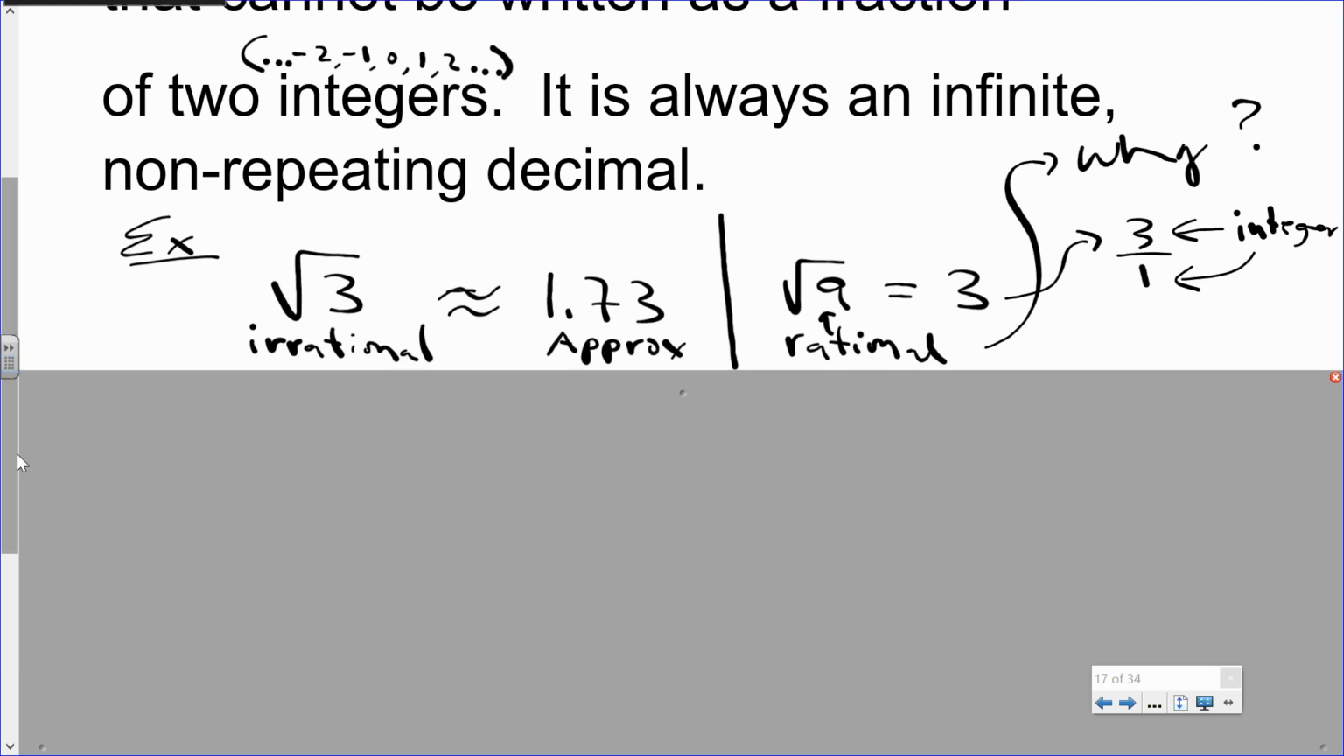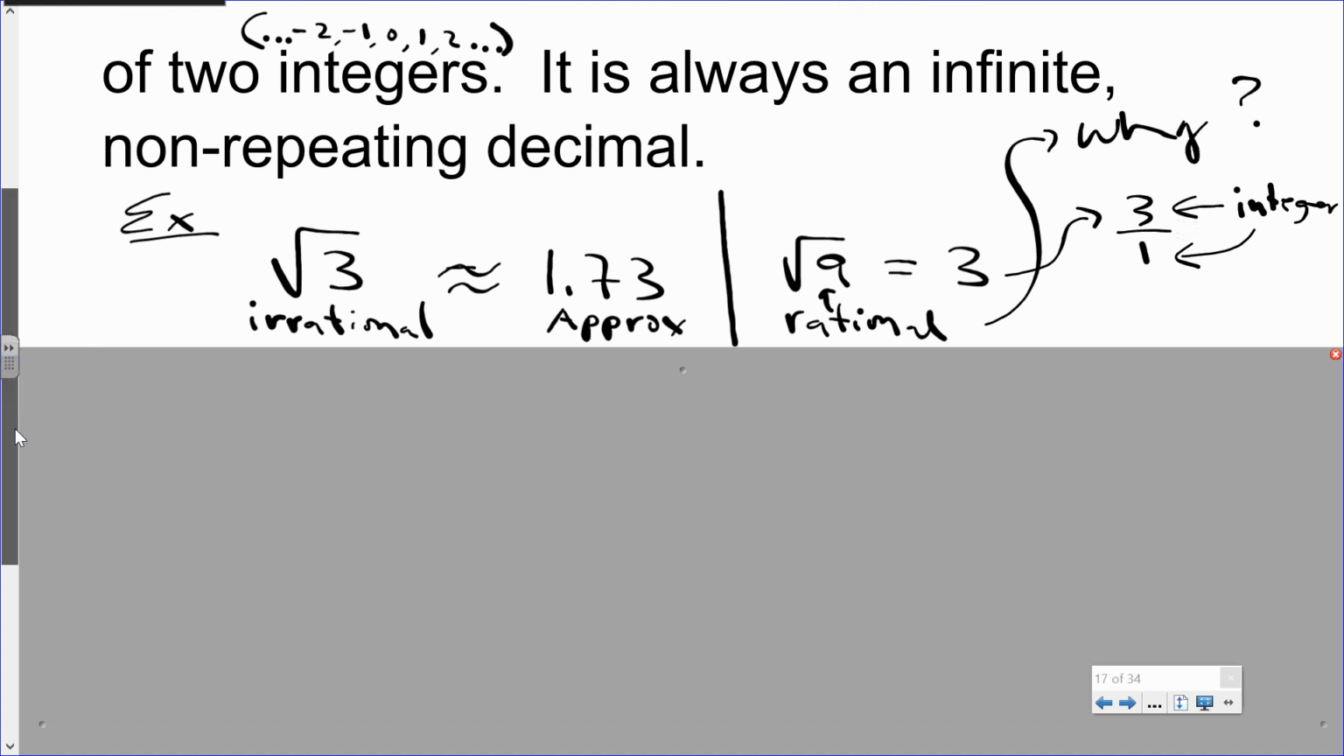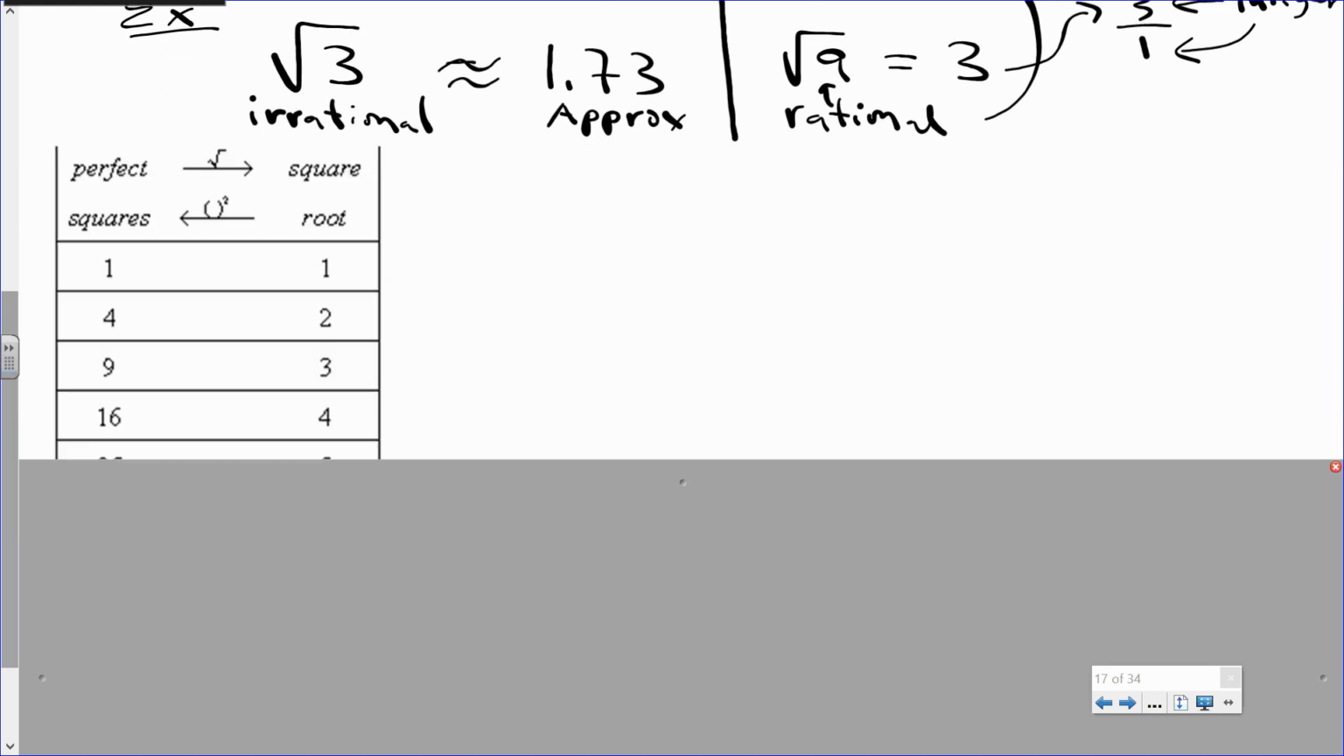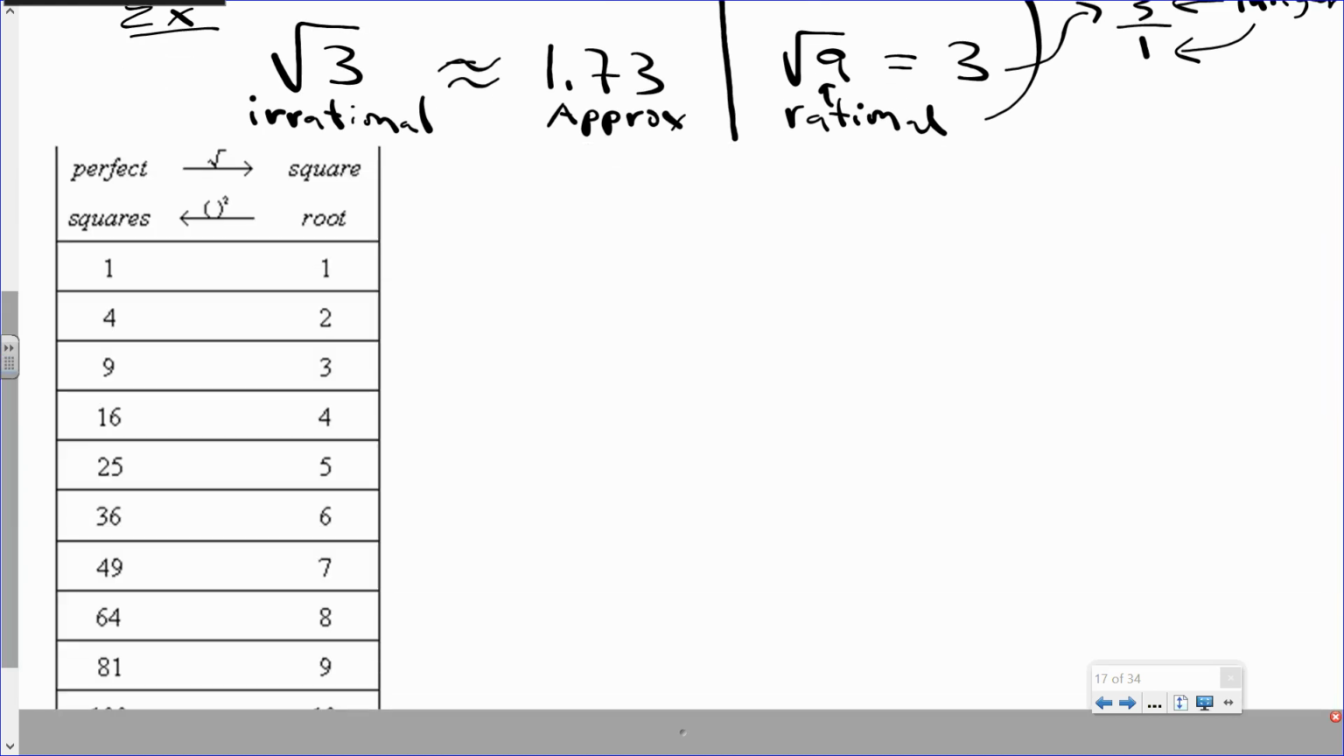Okay, so that's what irrational means. Okay, I can't, maybe you can. Let me know if you can. The square root of 3, write it as two integers. It's not going to happen. Okay, so that's what irrational numbers means. Now, I'm going to write down this table here.